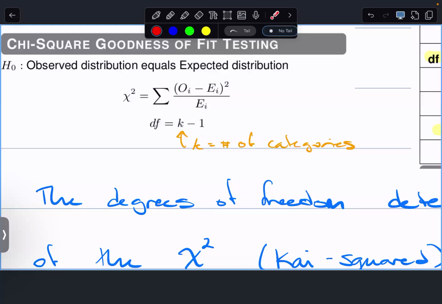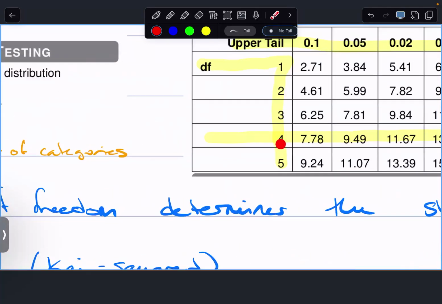And then we need our degrees of freedom, which is the number of categories minus 1. Now, the number of categories doesn't change, right? For the question, you have a set number of categories, which means that once you've decided that you have 4 degrees of freedom, for example, you're stuck on that line and nothing else matters.